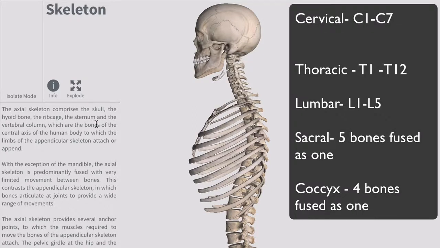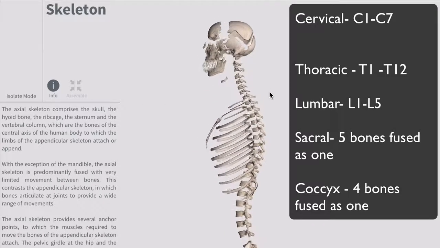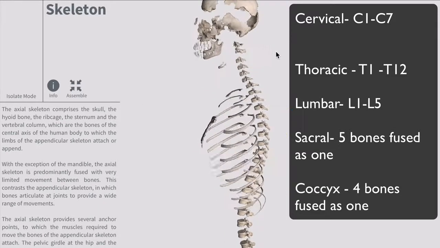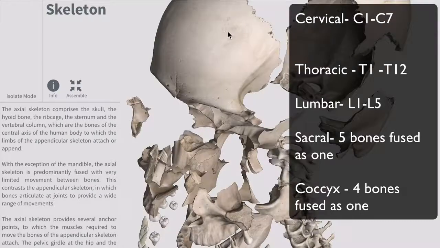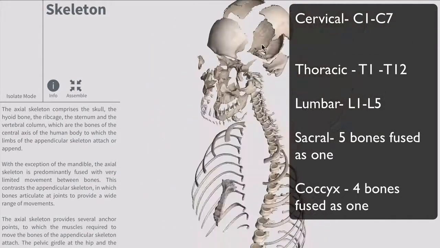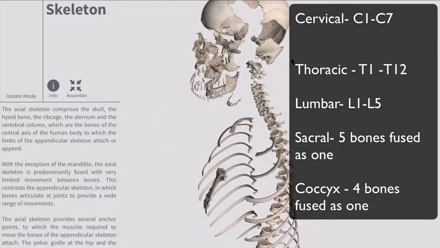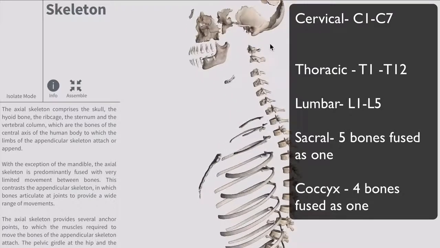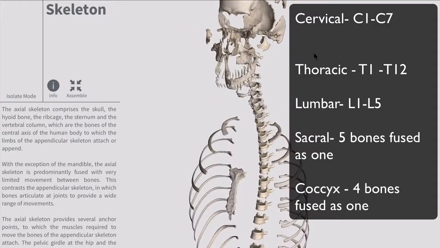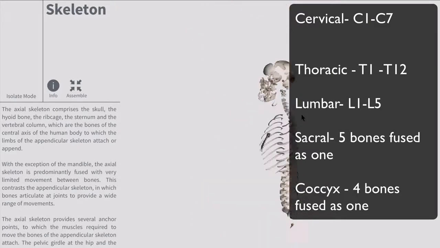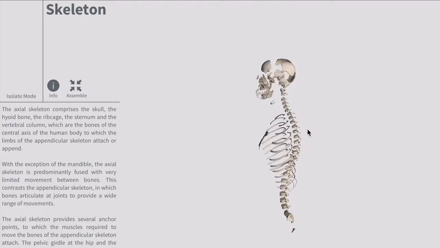The vertebral column has the cervical region, C1 to C7, a thoracic region which has 12 vertebrae, a lumbar region which has 5 vertebrae, the sacral region which is basically one bone but is 5 bones fused together as one, and a coccyx, which is the tailbone, which is 4 bones fused together as one as well.